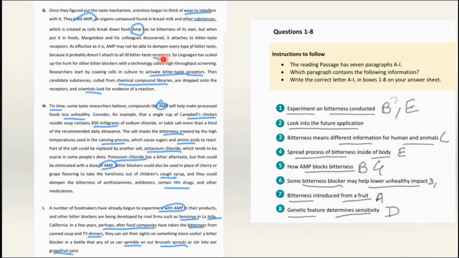Did they talk about any unhealthy impacts here? No. Did they talk about any fruit here? No. Did they talk about genetics in this one? No. So let's move to next paragraph.